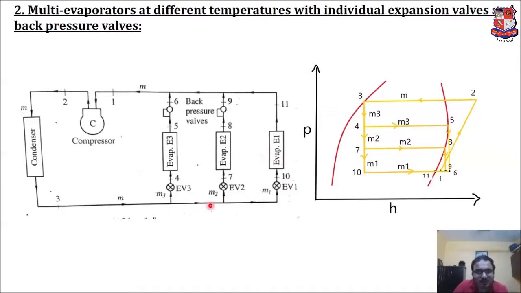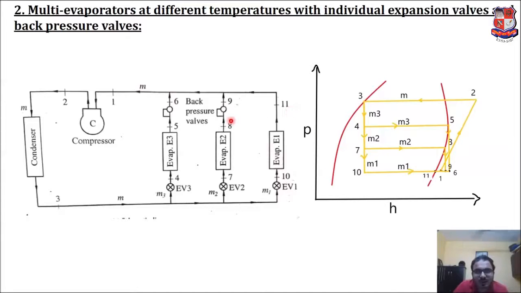And then mass M, now we are considering the mass M1. So from point 3 to point 10 there is an expansion of mass M, and then from 10 to 11 we are having evaporation of mass M.